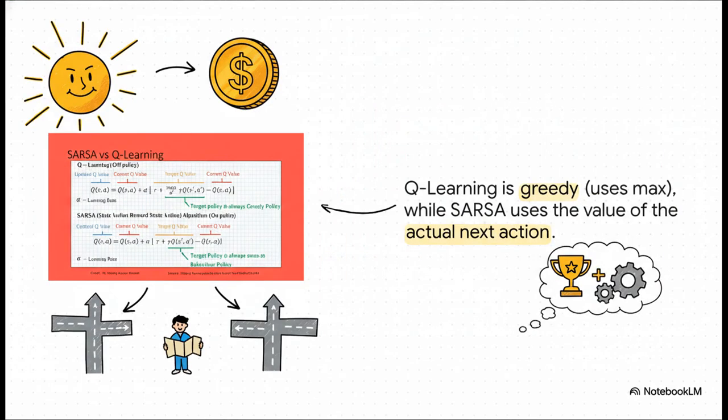And when you look at the formulas, it's even more obvious. See that little max operator in the Q-learning equation? That's the dead giveaway. It's an optimist. It always assumes the absolute best action will be taken next, which we call a greedy policy. SARSA, on the other hand, just uses the value of whatever action it actually decided on next. Its target policy is the exact same as its behavior policy.